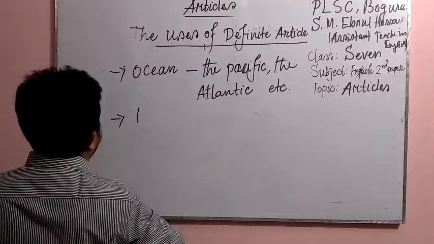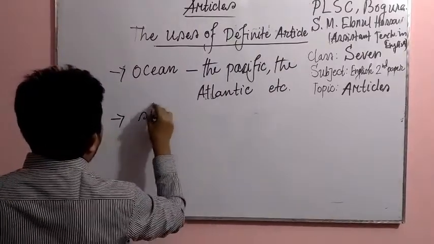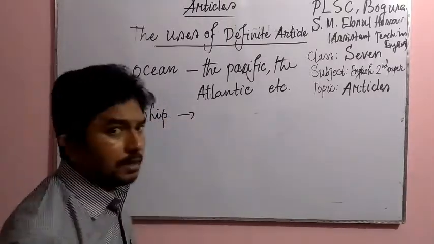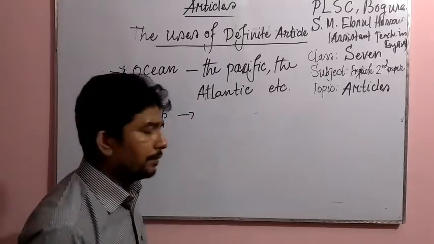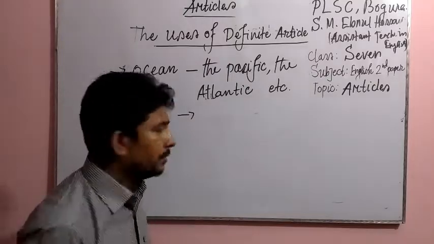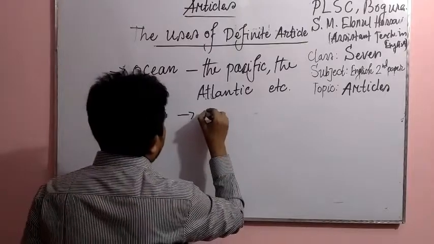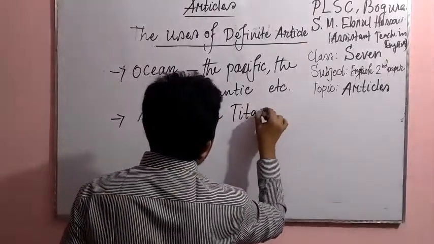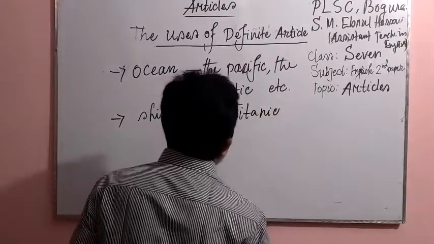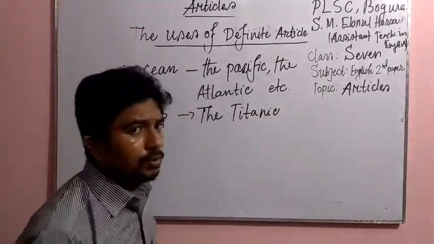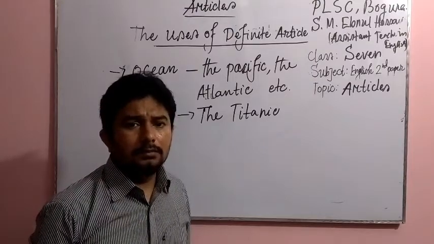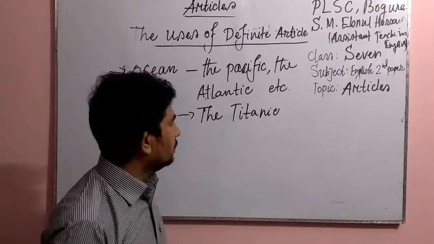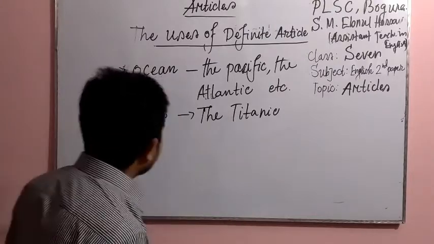Ship. We use the definite article before the name of the ship, such as the Titanic. You know, the Titanic is the name of the ship, so we use the before the proper noun Titanic.